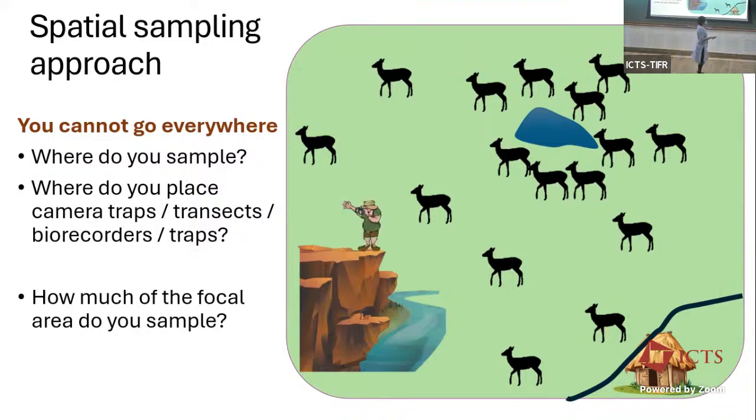If we go over here, we'll find absolutely no deer. We'll be like, this place is useless, it has no deer. That's also not correct. No? Okay, so the question is, how much of the focal area do you sample? Where do you place your camera traps?